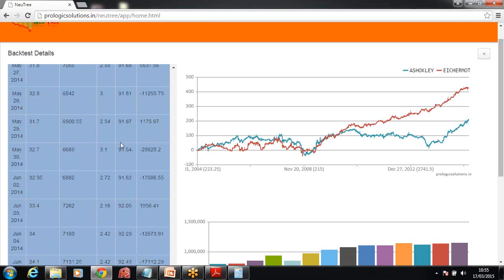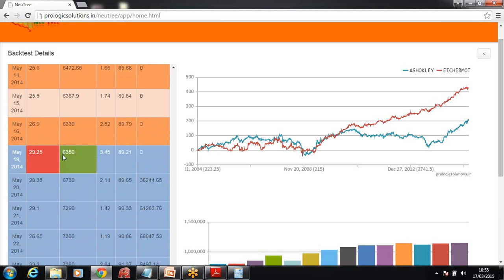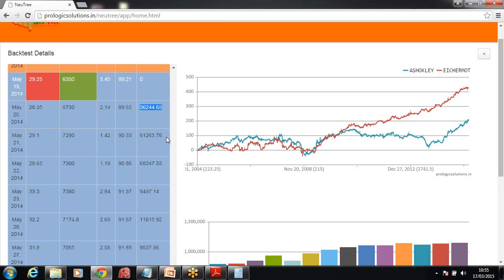So this is a past trade we had. Here, the same thing: Ashok Leyland sell, May 2014. Short Ashok Leyland, buy EM. The next day itself, Ashok Leyland fell and this went up 36,000 rupees the first day, 62,000, 61,000 the second day, 68,000 the third day.